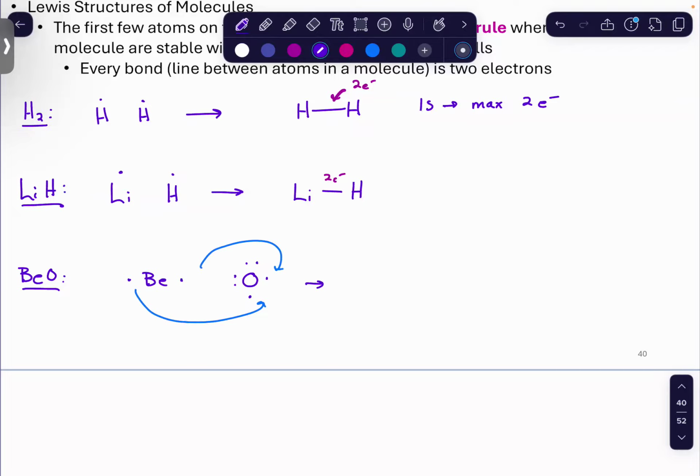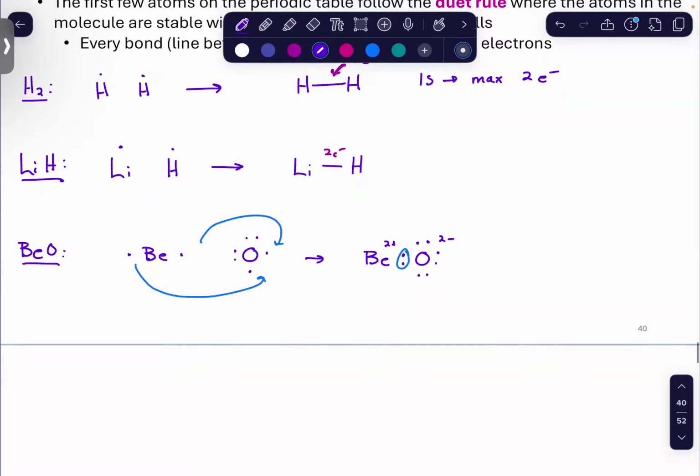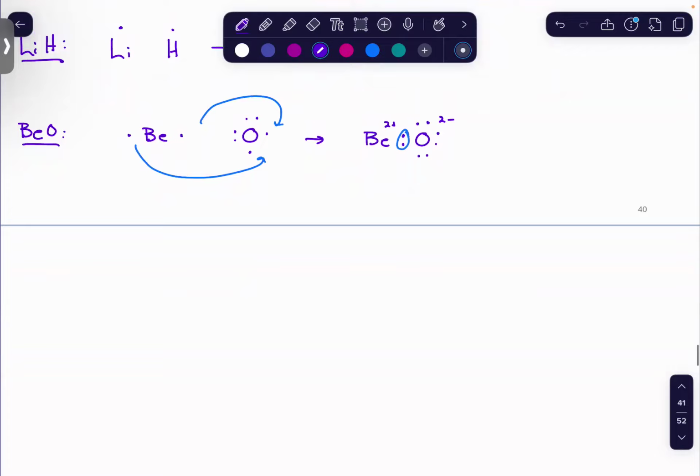And that's going to leave us with beryllium and oxygen. So we have this +2 -2 ionic compound. And you see these two electrons right here are going to give beryllium that Duet rule. But there are exceptions to this. So, and we'll talk about this again later, when beryllium, for example, is in an ionic compound, it follows a Duet rule. When it's in a covalent compound, it does not.